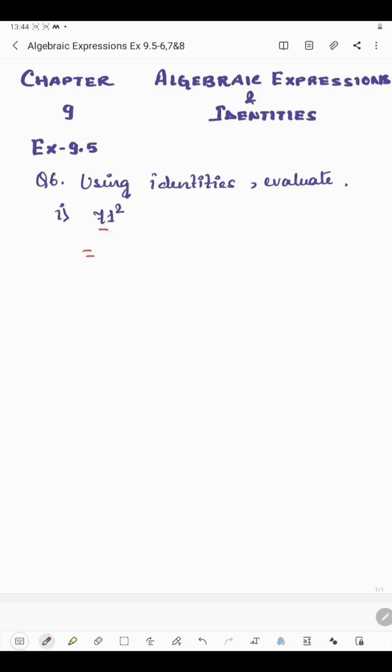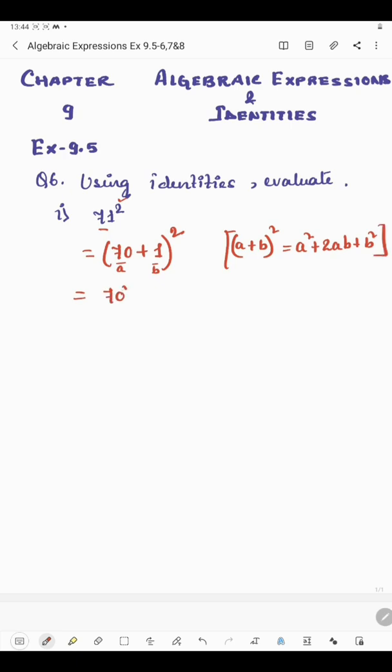If you want to expand 71, it can be written as 70 plus 1, because 70 plus 1 is 71, and the square will remain the same. Now we can see that this is the (a plus b) whole square identity, because we consider this as a and this as b. So (a plus b) whole square is a square plus 2 into a into b plus b square.